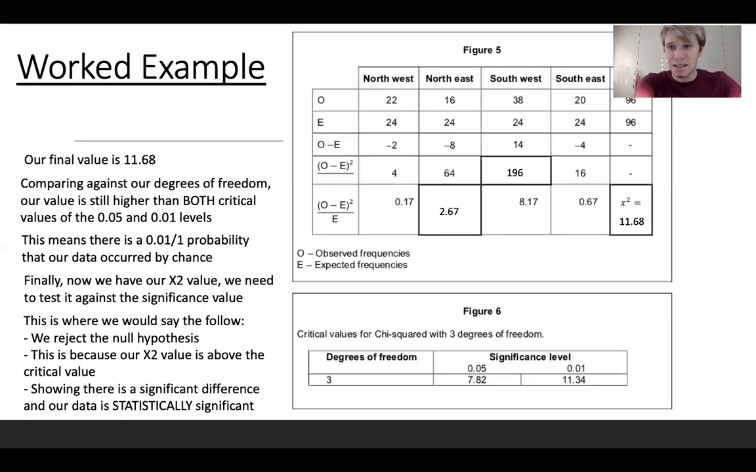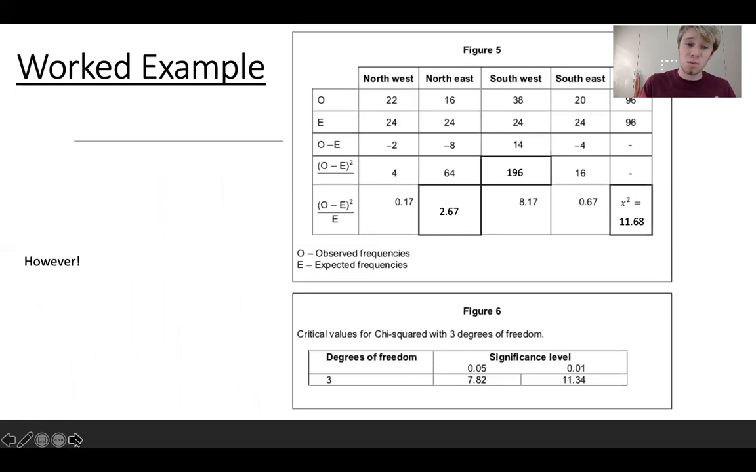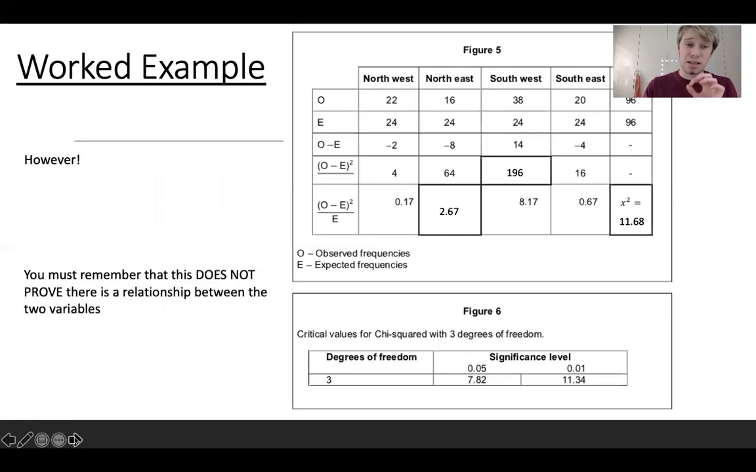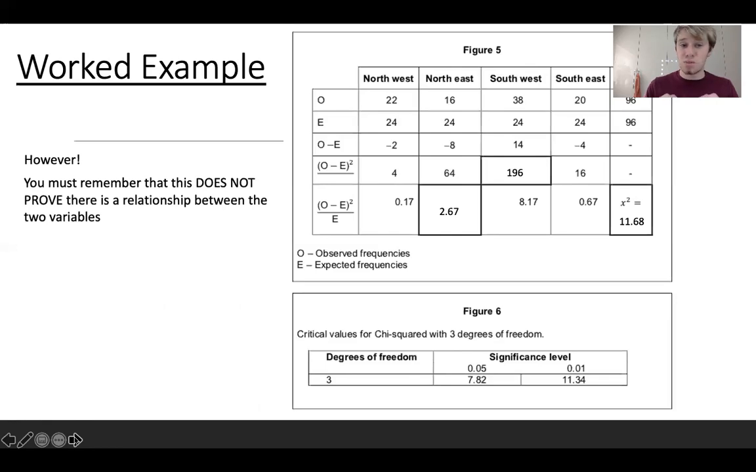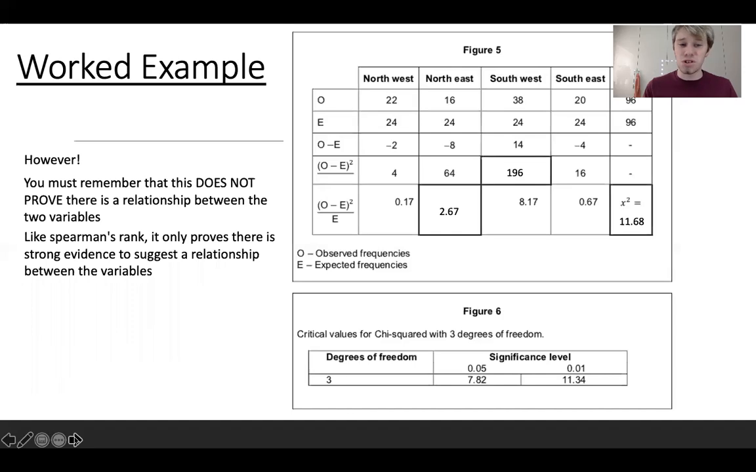They want to see that it says statistically significant, because that's what it is all about, to find out if your data is actually worthwhile. But then a little add-on point, just in case. You must remember that it does not prove there is a relationship between the two variables. It just proves that there is a suggestive relationship.